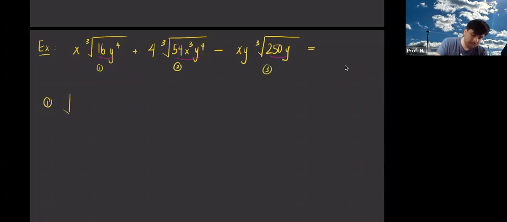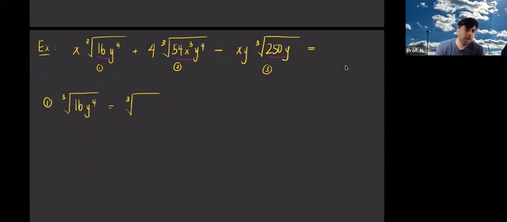So let's look at the cube root of 16y to the fourth. Now, we're not going to treat this the same as square roots. In square roots, we want to figure out what's the perfect square. In cube roots, we want to figure out what's the perfect cube that I can break this down with. So what are the factors of 16 where one of them is a perfect cube? So we have to figure out what perfect cubes are.